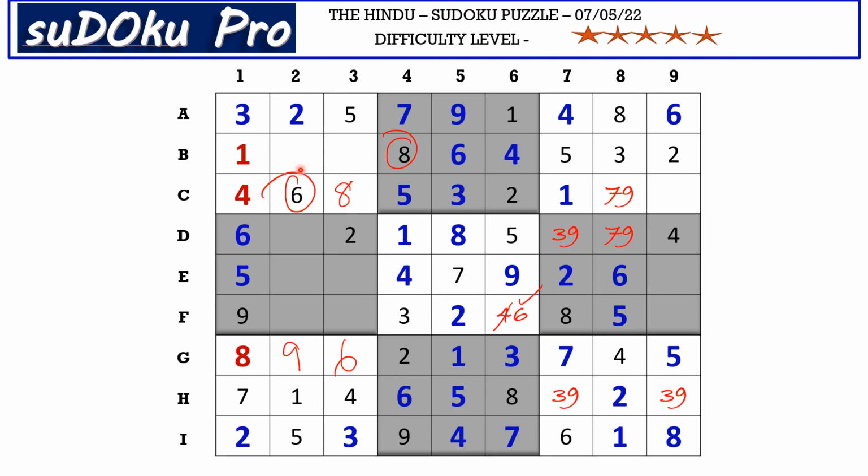Now the missing numbers in B row are 7 and 9. There is 9 blocking from here. So B2 takes 7 and B3 takes 9.